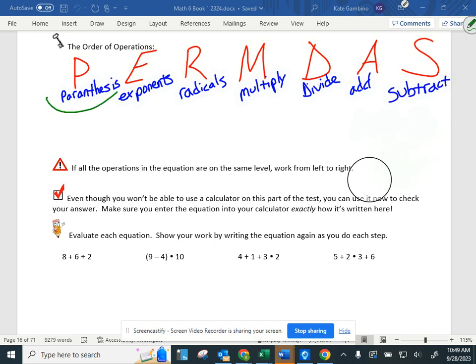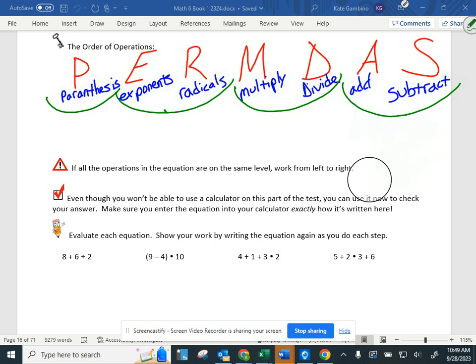We need to know which ones go together on the same level. So we've got parentheses, we've got exponents and radicals, we've got multiply and divide, and we've got add and subtract. It is super important to know which ones match up because then we know if they are on the same level, it's whichever one we come to first.